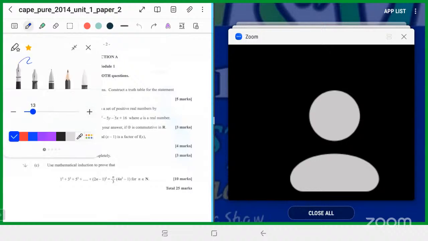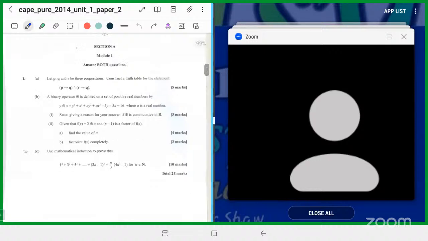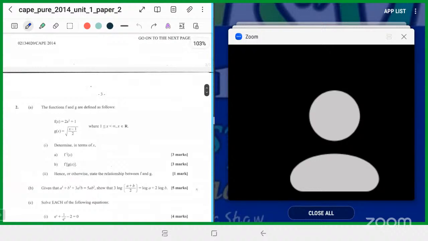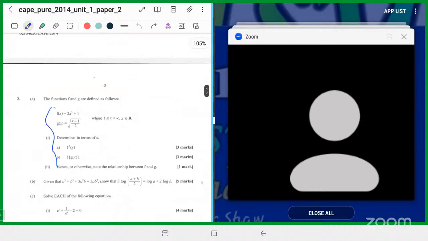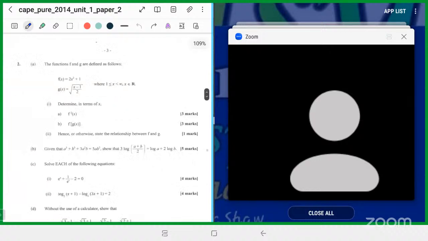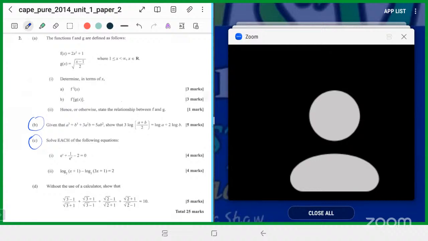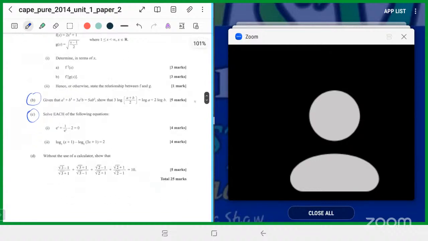We said we were going to do number 2B, 2C, and D. Right? So this is number 2. This is function, which is no longer on the advanced syllabus, only on the pure maths. But we're going to do this B, this C, and we're going to do this D.